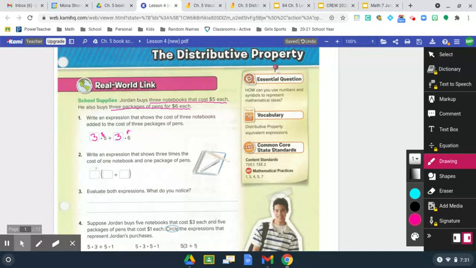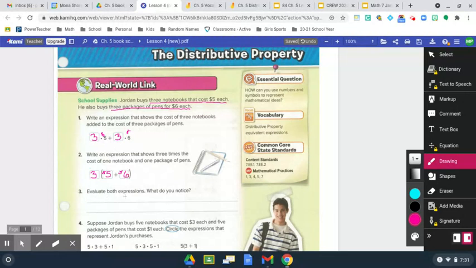Number 2, write an expression that shows 3 times the cost of 1 notebook and 1 package of pens. So that's saying, all right, we know 3 is in common with the notebooks and the pens, and so that 3 is going to come outside the parentheses here. And we know 1 notebook is $5, and 1 package of pens is $6. So now in number 2, we're setting it up to look like a distributive property type of problem. You're going to multiply 3 by everything inside the parentheses, which is $5 plus $6.